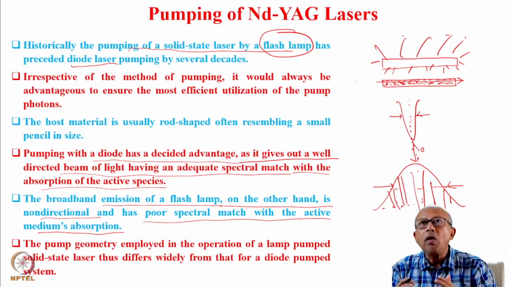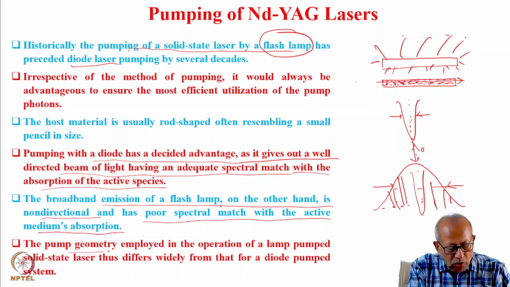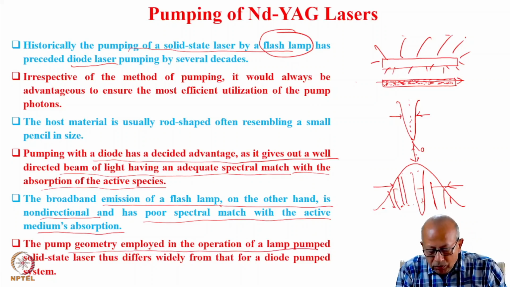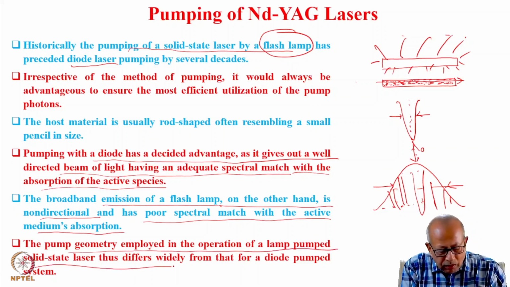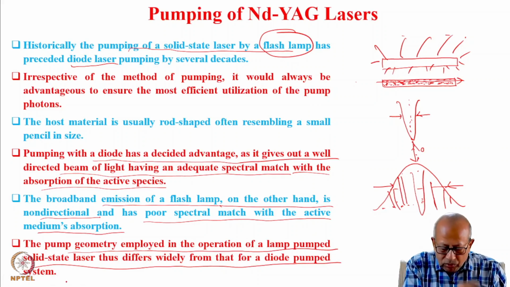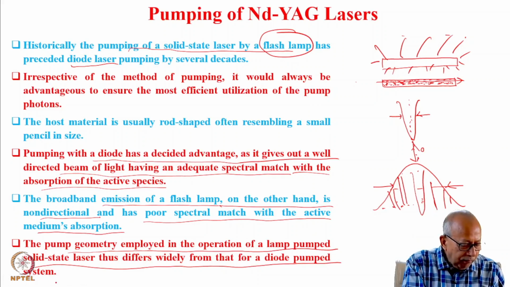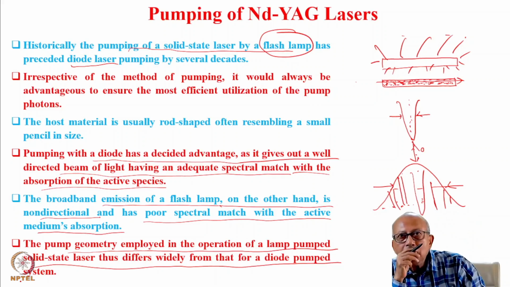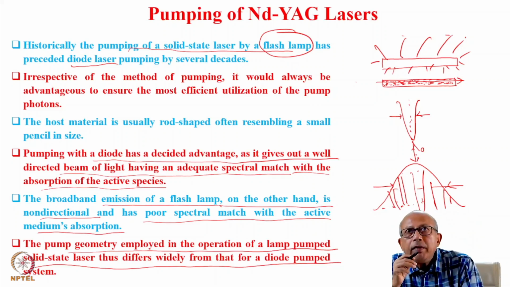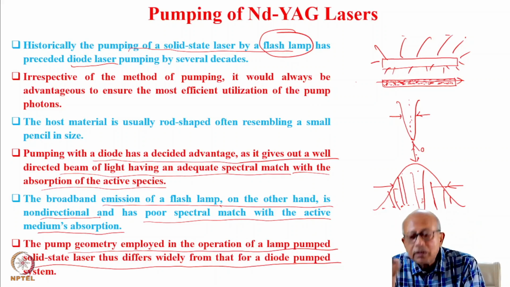Thus, it is obvious that the pump geometry employed in the operation of a lamp pumped solid state laser differs widely from a diode pumped system. I think I will end here today, and tomorrow we'll begin with different pumping schemes of solid state lasers, that is when it is pumped with a flash lamp and how it differs when it is pumped with a diode laser.